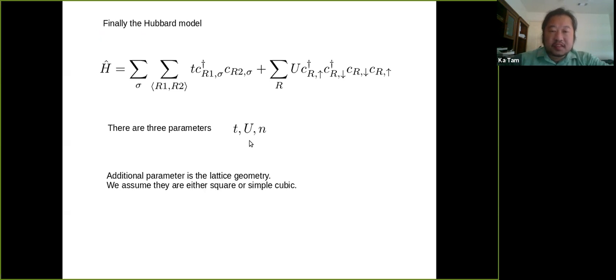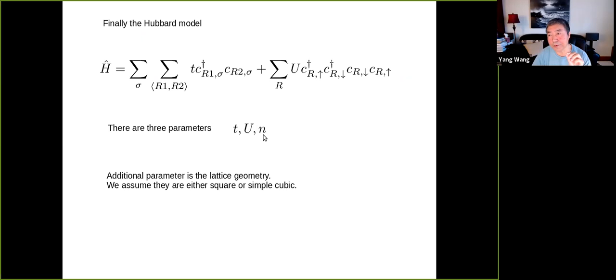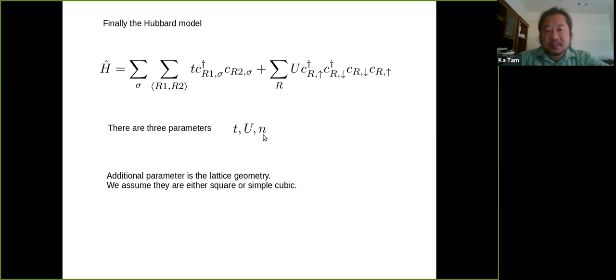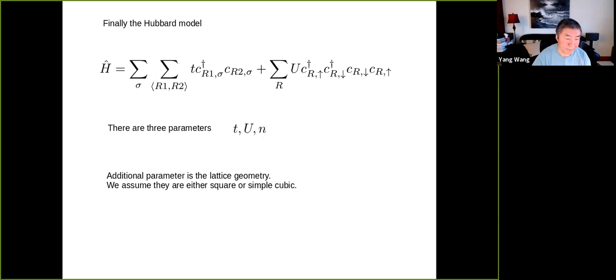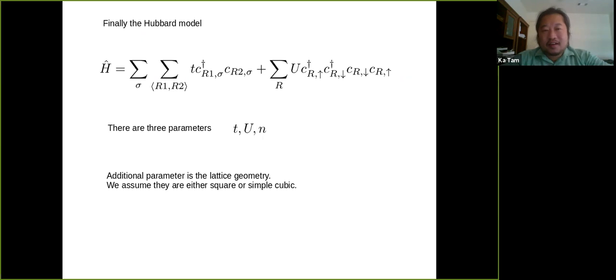The next step is to investigate the physics at different limits of T and different limits of U, especially for n close to half filling. There's some simple physics you can already imagine. This n is the total number of particles, or total density. So you can already imagine what kind of physics you get in a certain limit.